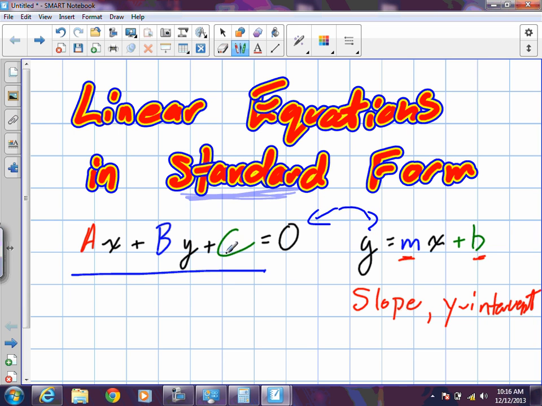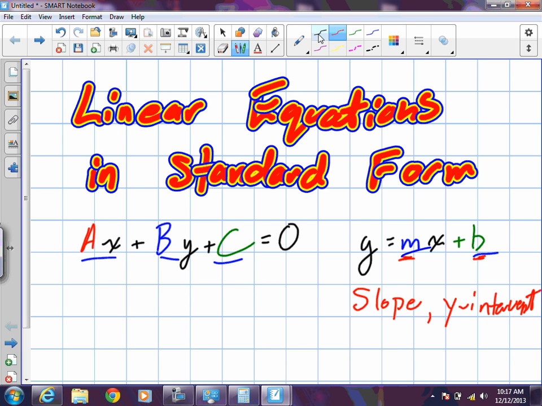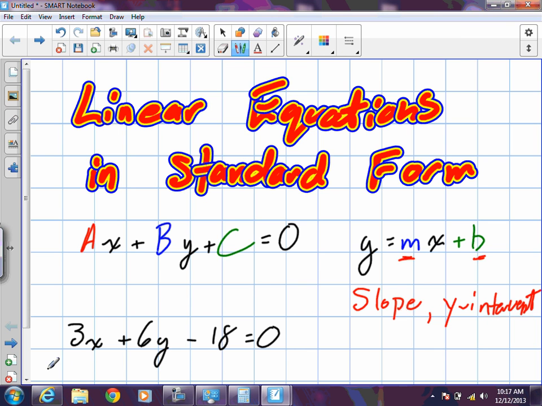So, what I'm going to do is I'm going to get an equation, and we're going to convert it back and forth. And I'm going to show you a proof using the letters here and how they relate to the letters in the standard form. So, for instance, let's say we have 3x plus 6y minus 18 equals 0. Which form am I in right now? That's right, I'm in standard form.